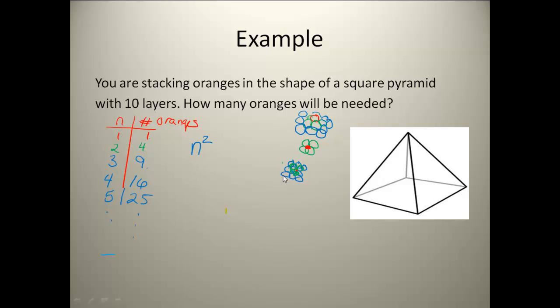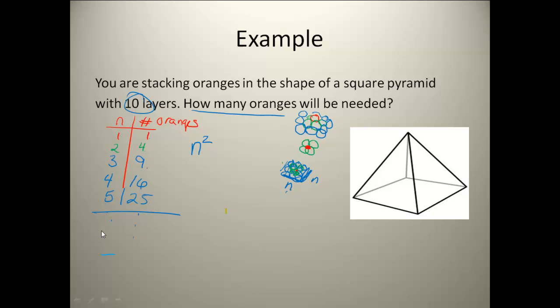And the reason for that is because this is a three-dimensional object. So if I have n on this side and n on this side, the area that it would have to cover would be n squared. But now if we look back at the question, it doesn't ask us to find the pattern. The question says how many oranges will be needed. Well, if I only went to 5 layers, I would have to add all these numbers up. But I'm going clear up to 10 layers.